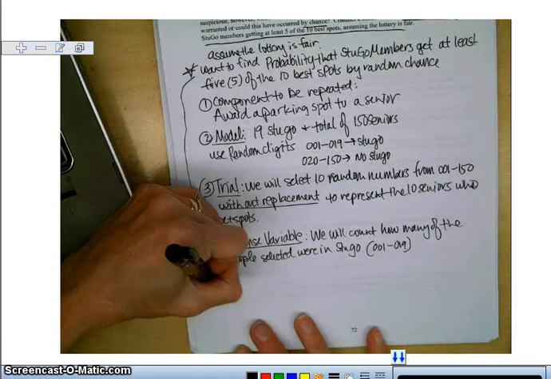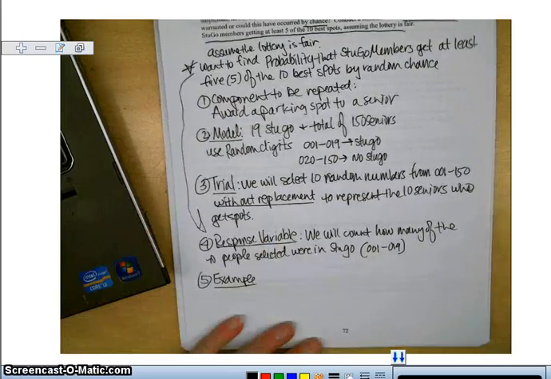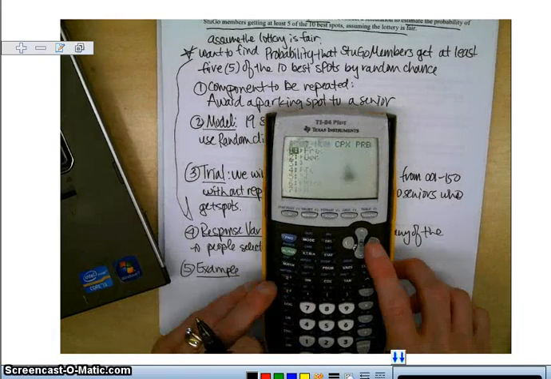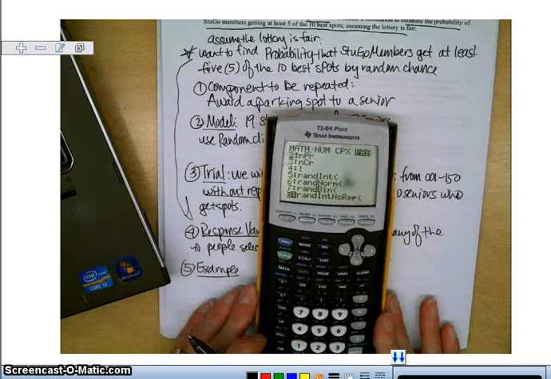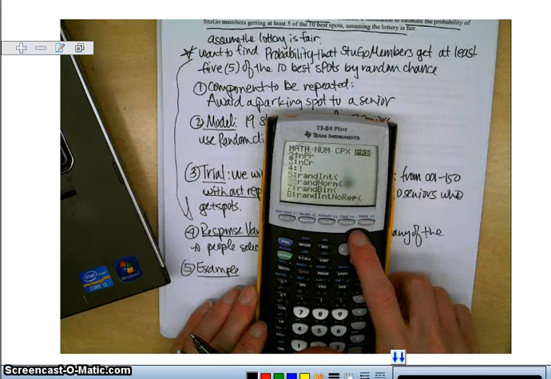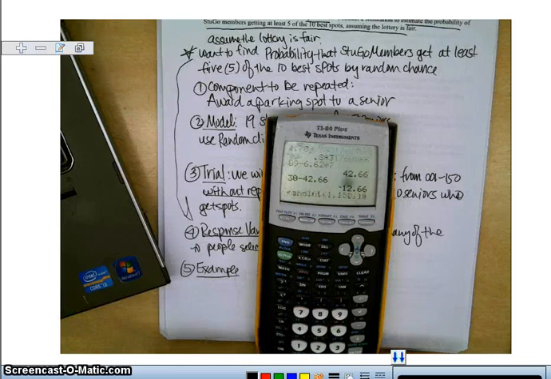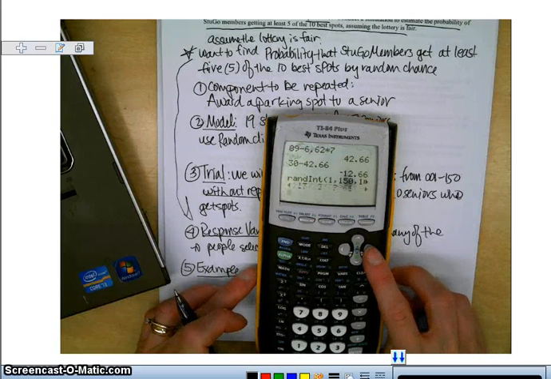So 5, here's an example. I'm going to use my calculator. I'm going to go math, PRB, random integer, and I'm looking for random integer, no repeat. I don't know if that's going to work. So we're just going to do random integer, 1 comma 150, and I want, let's see if it'll give me 10 of them. Yep, it did. So I just need to look at them and see if there's any repeats.